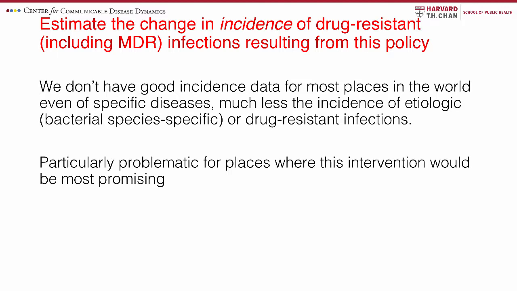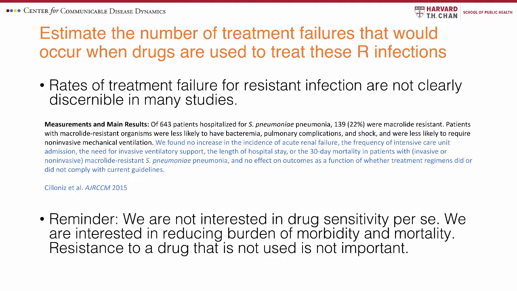What we'd also like to do next is to estimate the change in incidence of drug-resistant, including multi-drug-resistant infections that result from an MDA policy. The problem here is that we don't have good incidence data for most places in the world, even of specific syndromes, much less of the incidence of specific etiologies or drug resistance. And this, as is often the case, is a bigger data gap in places where the intervention might be the most promising.